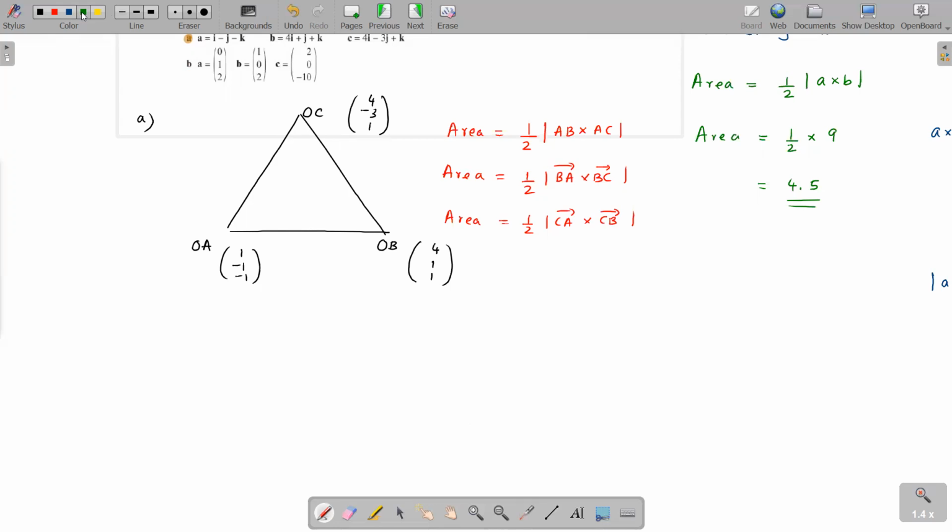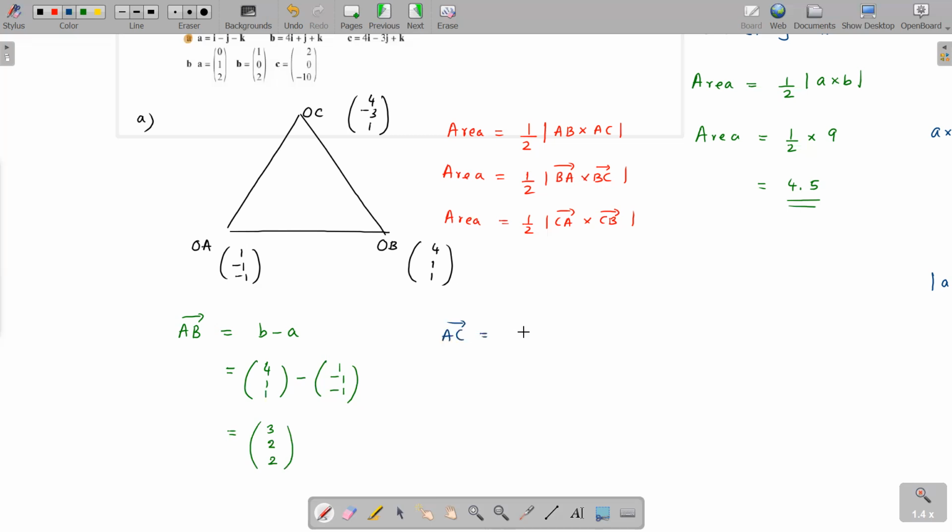How can I get the vector AB? Who is the vector AB? AB vector is B minus A. Do you recall this? AB is AO plus OB, which is actually B minus A. OB is the B, AO is the minus A. So B minus A. Are you with me? Shall I directly use that? B is (4, 1, 1) minus A, which is (1, -1, -1). So what is my AB vector? 4 minus 1 is 3, 1 minus minus 1 is 2, 1 minus minus 1 is 2. That's the AB vector. Then let's get the AC vector as well.